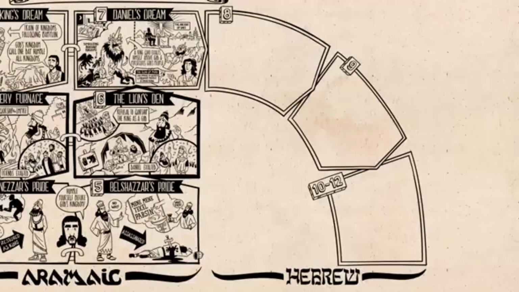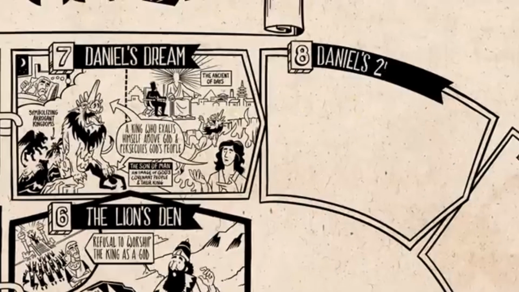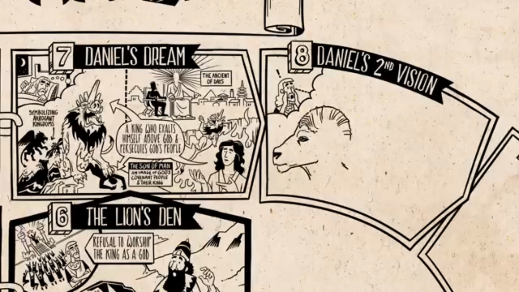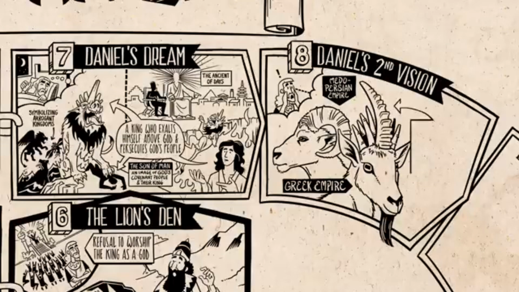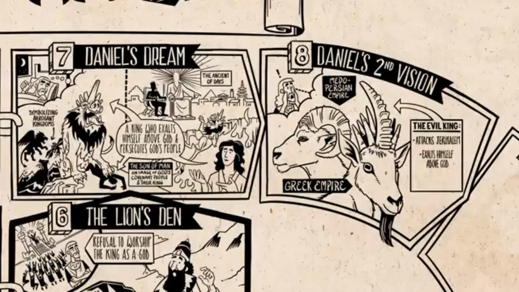In chapter 8, Daniel has another vision about the final two beasts of chapter 7, but this time they're symbolized by a ram, who we're told is an image of the empire of the Medes and Persians, and then by a goat, who's an image of ancient Greece. And out of the goat come a whole bunch of horns, one of which symbolizes the evil king from chapter 7. And we're told more about him, that he will attack Jerusalem and exalt himself above God and defile the temple with idols. However, in the end, he will be destroyed by God, who will exalt his people and his kingdom.